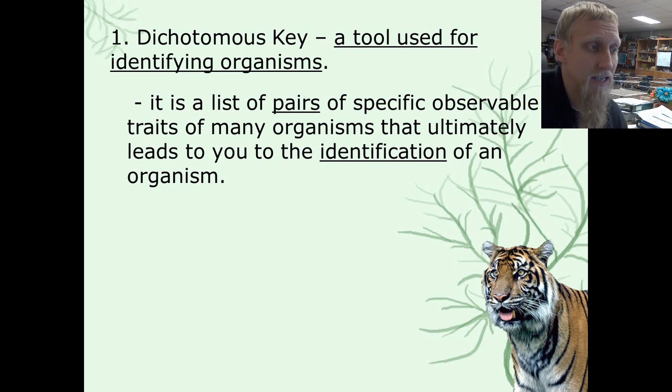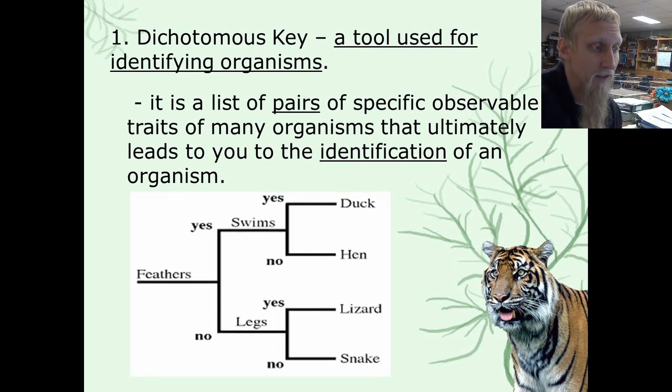A dichotomous key is usually a list of pairs of traits you can observe about organisms. As you work through the different pairs, it's always one or the other, and you keep picking those pairs, and eventually you reach a point where it tells you what the organism is. We'll call up the first example on the screen.